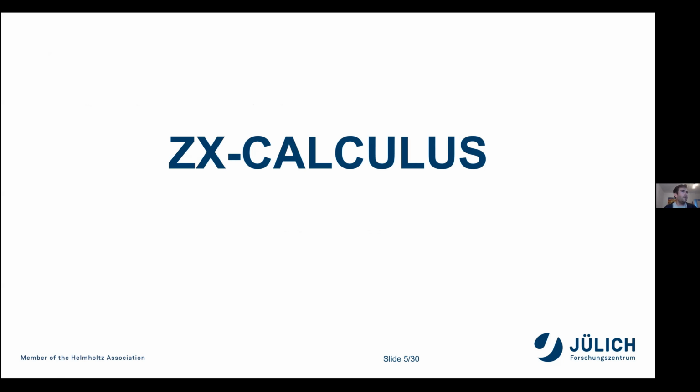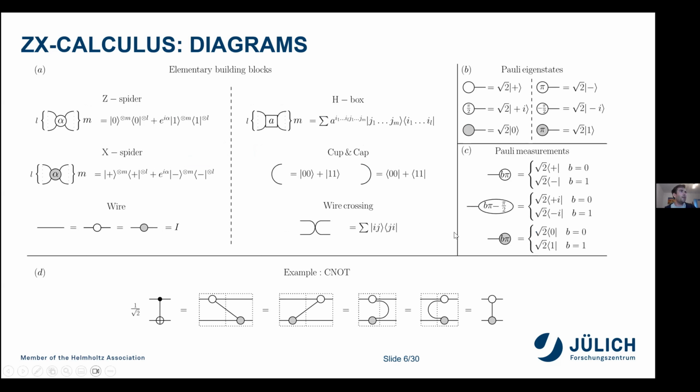Okay, so let me start with the ZX calculus part. That is a graphical language for describing quantum processes. And here we use it to describe our quantum circuits. In particular, you have these wires that carry qubit states, and you have these so-called spiders that can change the qubit states.